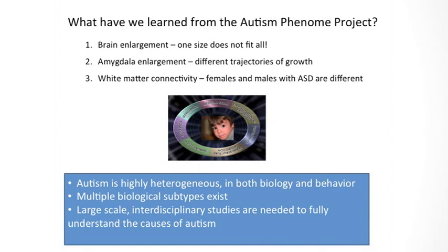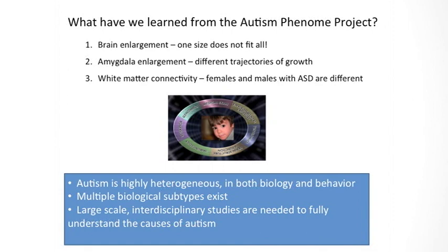Really the take-home points are just what I said at the beginning, that autism is very heterogeneous, not only behaviorally, but also biologically. Multiple biological subtypes exist. We're really just at the beginning of identifying what these subtypes are. The next step would be to figure out how to treat these different subtypes, and we're not quite there yet, but this is a first step and a first attempt in doing this. And that large-scale interdisciplinary studies are needed to fully understand the causes of autism.